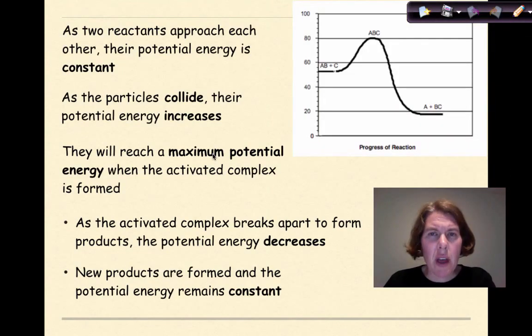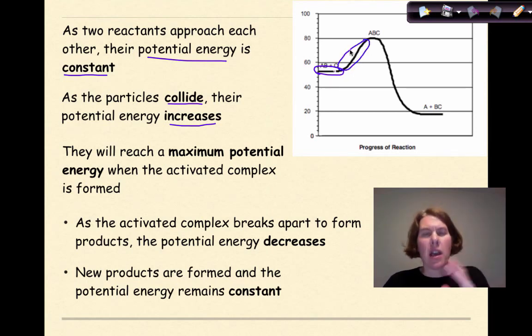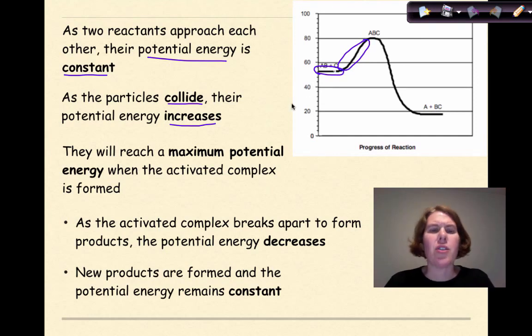So let's look at a potential energy diagram and break down the different parts. As two reactants approach each other, their potential energy is constant. We can see that right at the beginning, right here. We see this potential energy over the progression of the reaction, and it's just a flat line. As particles collide, their potential energy will increase. This section right here is when the particles are colliding, and we see that increase in potential energy.